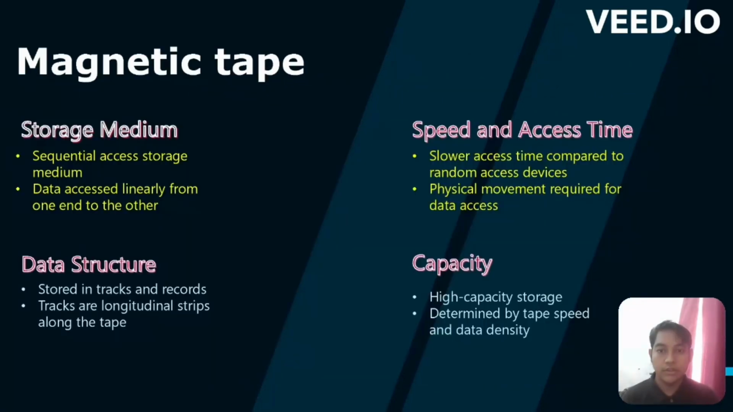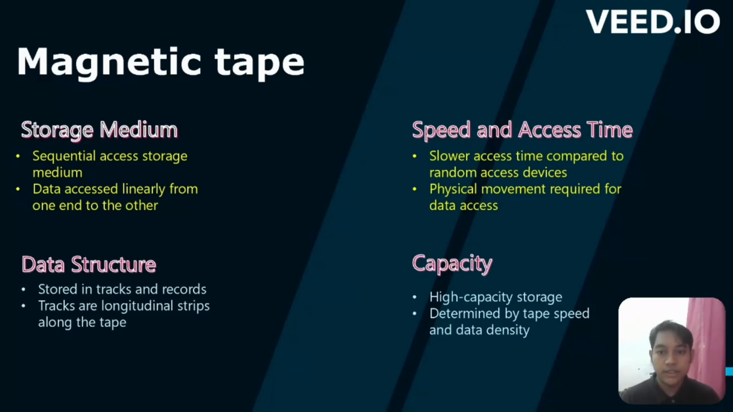The next slide is about magnetic tape. For the storage medium, magnetic tape is a sequential access storage medium, meaning that data is accessed in a linear fashion from one end of the tape to the other. This is in contrast to random access storage devices like hard drives or solid state drives.